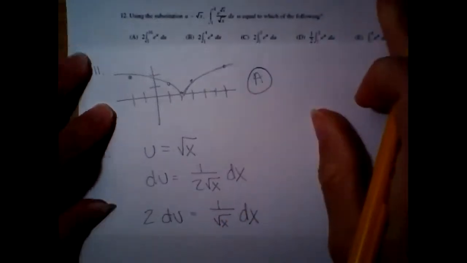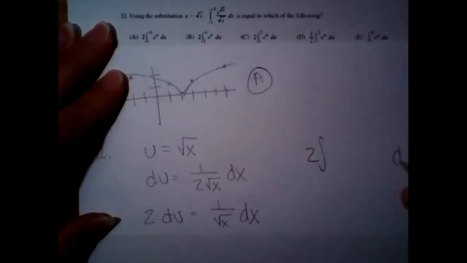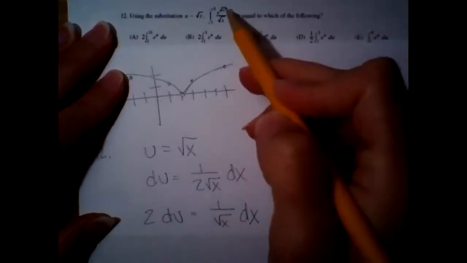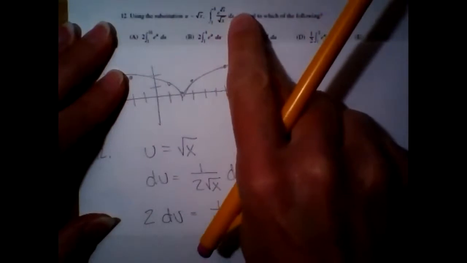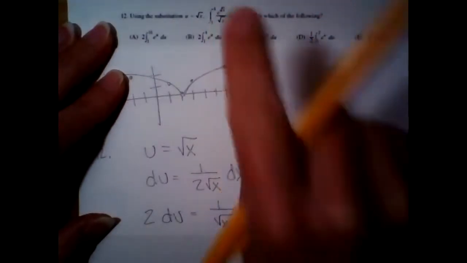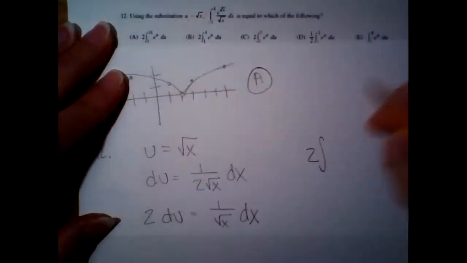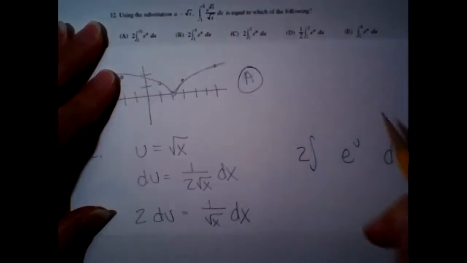Now, I'm not going to highlight because I'm going to reuse this piece of paper, but 2 is going to go out front, du goes at the end, and what you would highlight is the square root of x that's in the denominator and the dx. These two parts are both spoken for, and all that's left is e to the square root of x, and that was u. So e to the u, which I think all the choices have e to the u in there, so it's not like you can mess that up.